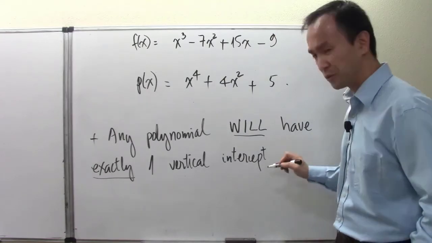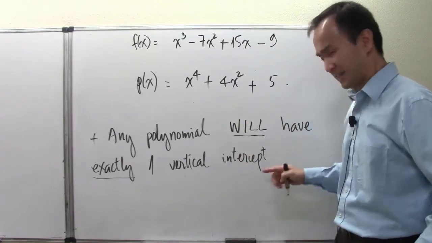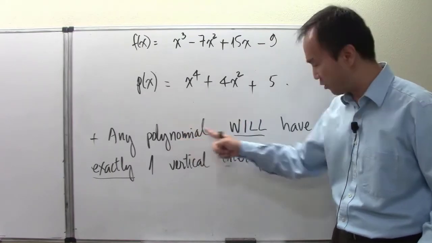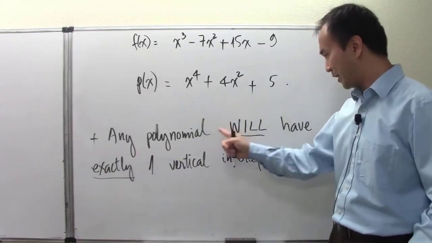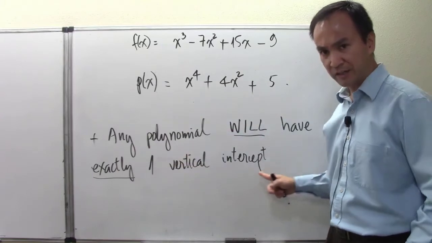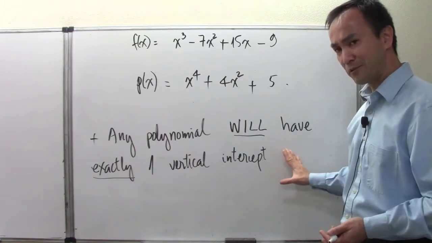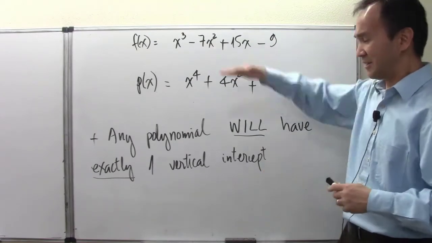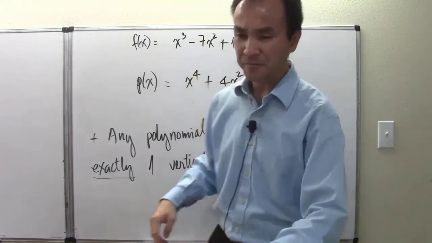That will be true. So allow me to not formally prove it, but I will point out the reason why I can guarantee this. Any polynomial will have, for sure, it's a guaranteed result. Any polynomial will have exactly one vertical intercept, okay. And so I'm not completing my sentence here. Let's observe again a little more. Right here with our two polynomials, it's enough to tell the story, okay.